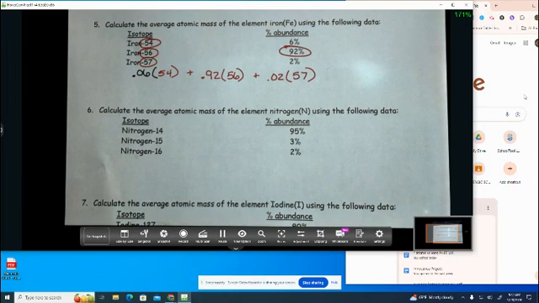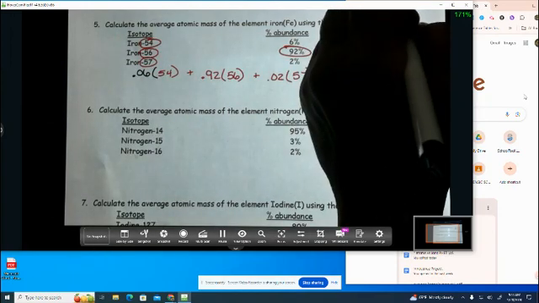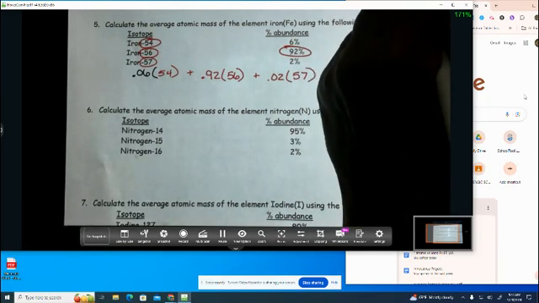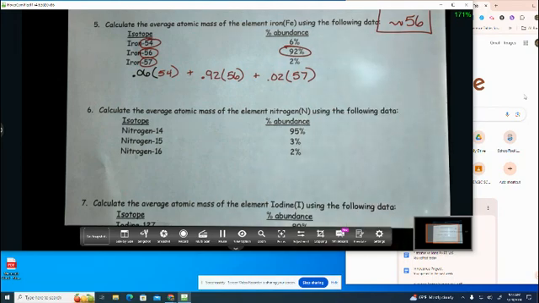Now, without doing any math, do not put anything in your calculator. Tell me what the mass is going to be closest to. Nick: 56. So I'll just put it's going to be approximately 56. And now let's do the actual math and get a number.